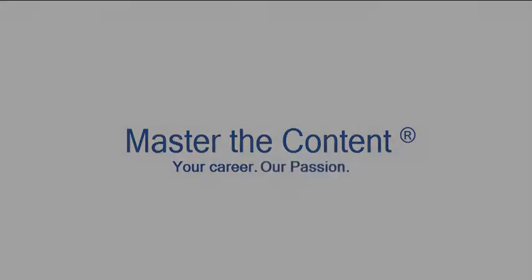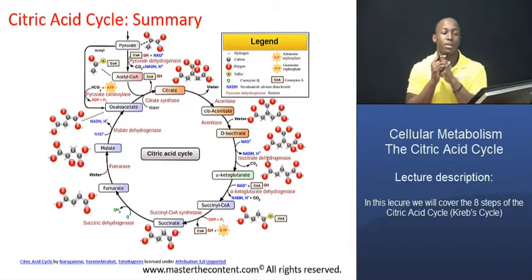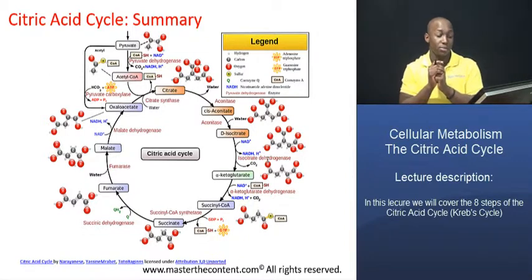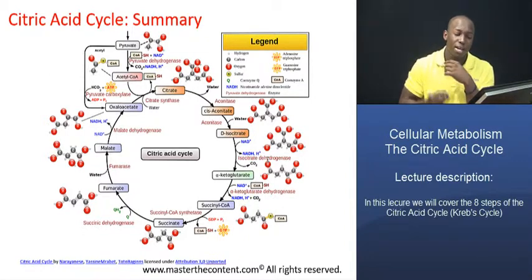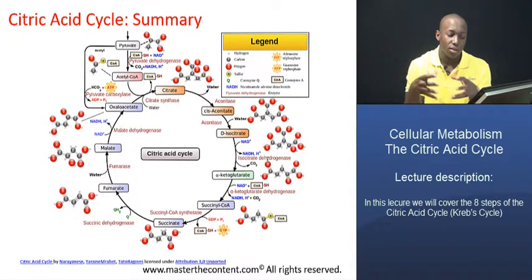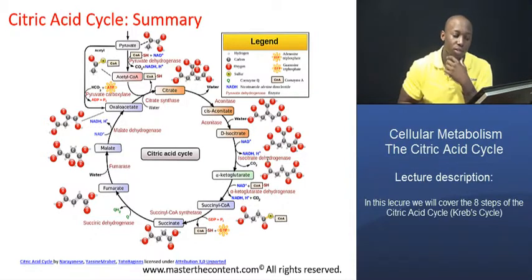Your career, our passion. Just going to move on, and we're going to look at a summary of this entire process. So it's very simple, and I'm just going to get you to focus on the enzymes responsible for these conversions and the substrates as well, which we are dealing with. Now, in the first step right here, we have our oxaloacetate combining with our acetyl coenzyme A to form a citrate, and the enzyme responsible for that process is citrate synthase.